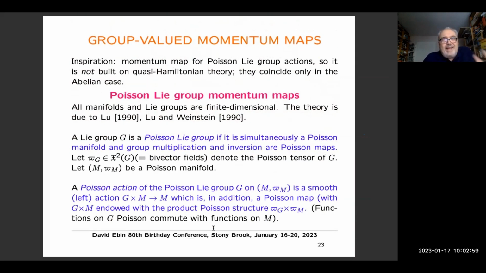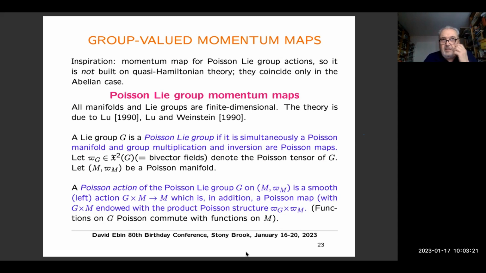So why does this work? I'm hiding something which is serious, and these are the group-valued momentum maps. There is no way I can tell you what it is. The theory is quite elaborate, but I can show you where it comes from and how we found it. And for this, I need to give you a crash course on Poisson-Lie groups.